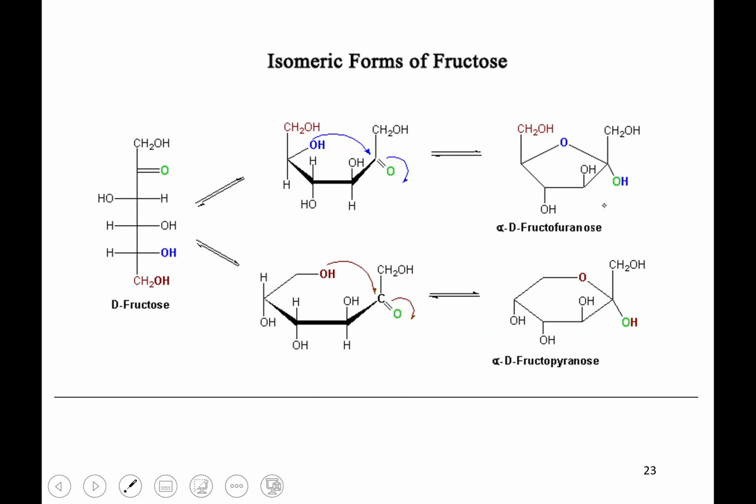Okay. Fructose is a little bit strange in that it can make a 6-membered ring as well. So these ketose forms of 6-carbon sugars, you can have a nucleophilic attack from the OH on carbon 5. You can also have a nucleophilic attack from the OH on carbon 6. Okay, so that would attack carbon 2 again, and now we have a 6-membered ring.